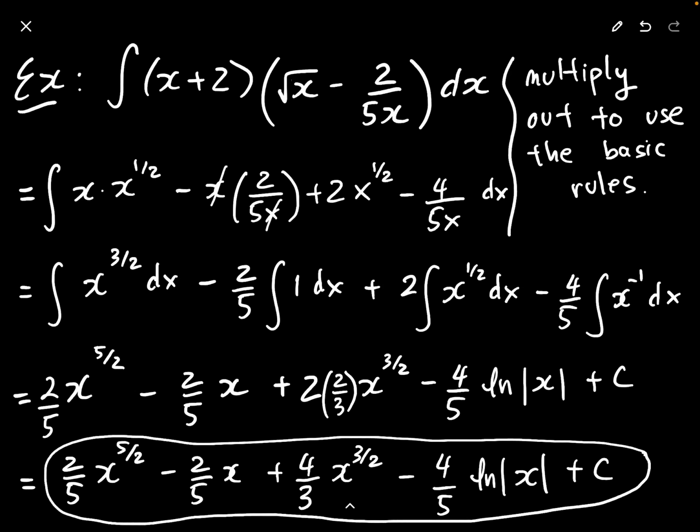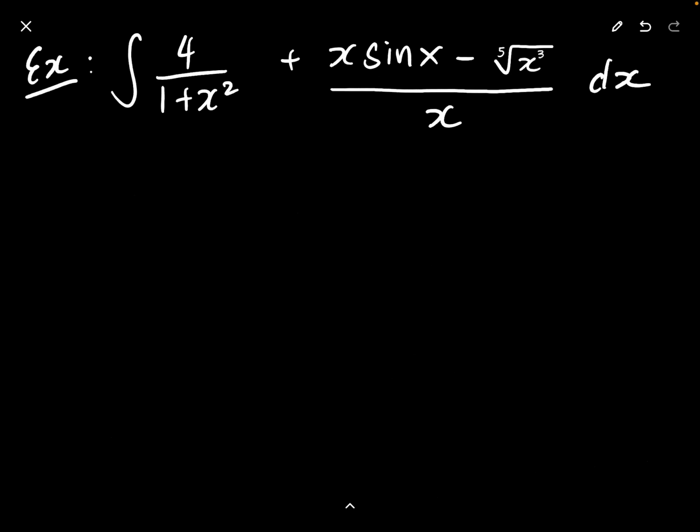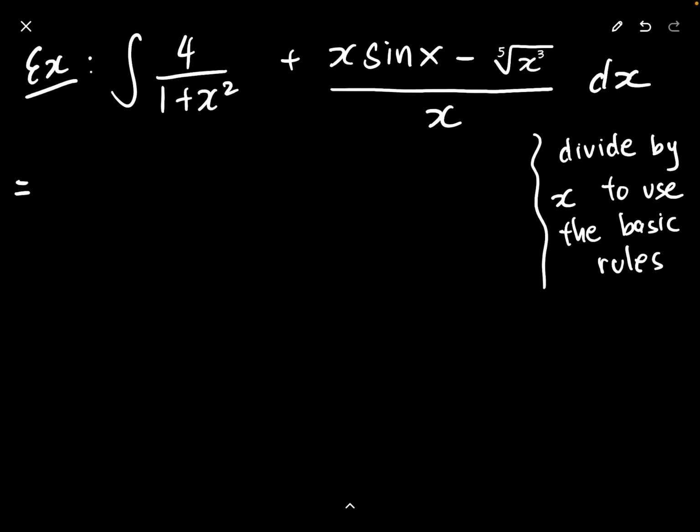So at the beginning, we had a product, which is in a basic antiderivative form, and we multiplied it out so we could use the basic rules. In this antiderivative, again, we have a sum. The first term is a basic form, but the second term we'll have to divide by x to separate it into the basic forms. So I will separate it into 3 integrals.